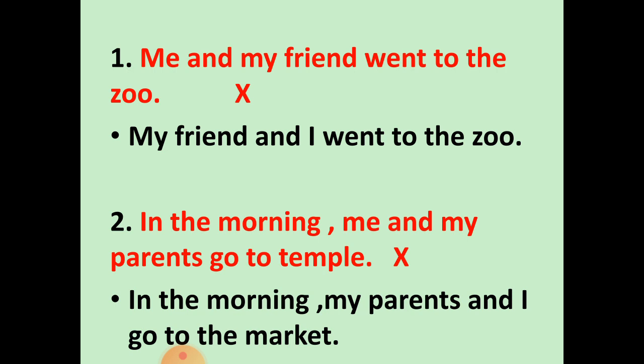Second is "In the morning me and my parents go to temple." Many of you have written this line in your composition on how you celebrate your birthday. So this is again a wrong way to write. So what is the right way to write? It is "In the morning my parents and I go to the temple," right? So this is the right way to write.